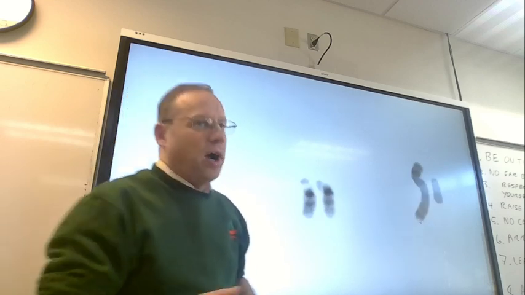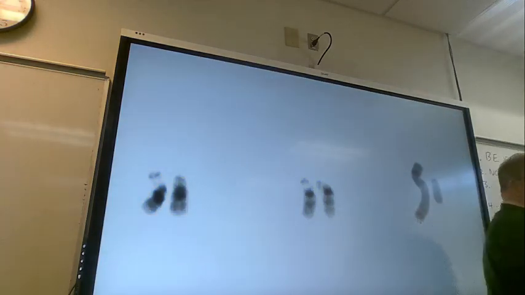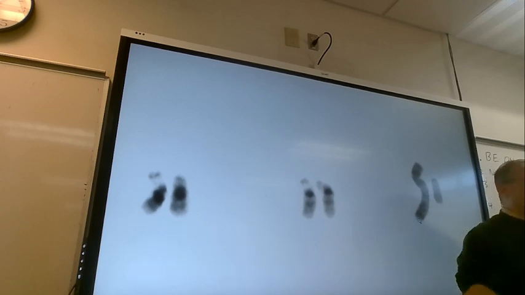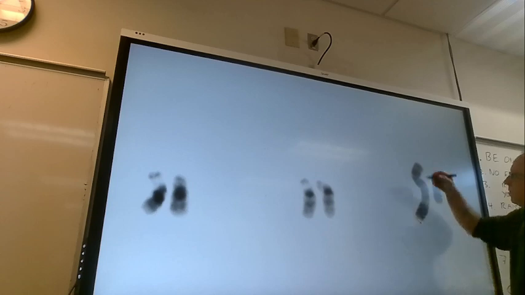Then let's go all the way over in the corner. Look at this, it's supposed to be the same size. No, he didn't screw up. This is a male. This is chromosome set number 23. These are the sex chromosomes.